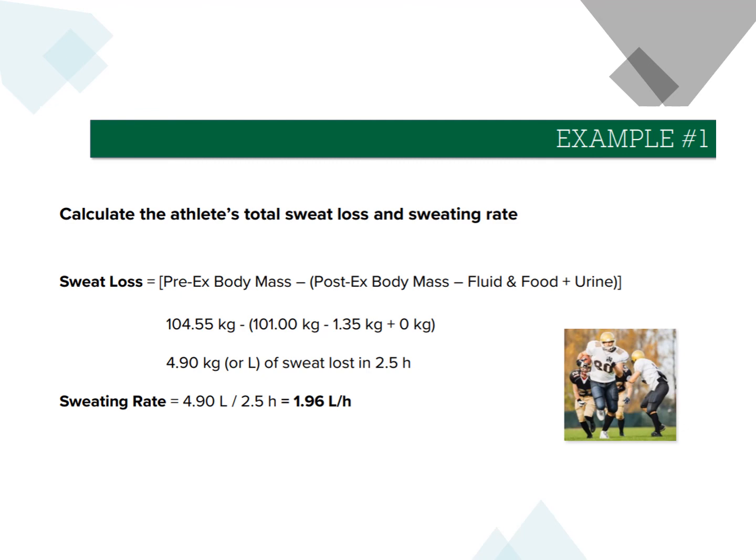So determine what that volume or what the sweat rate is. It's the volume of sweat loss divided by the duration. So you can get liters per hour. 1 liter of water is 1 kilogram, and so when we have it as kgs, it's a very easy conversion. So 4.9 divided by 2.5 is 1.96 liters per hour.